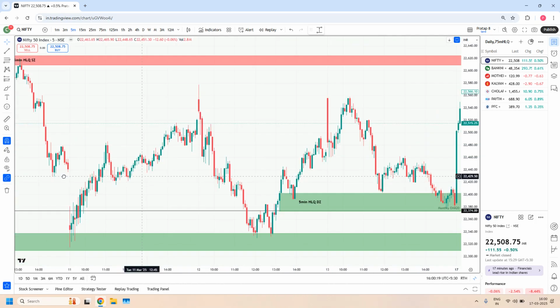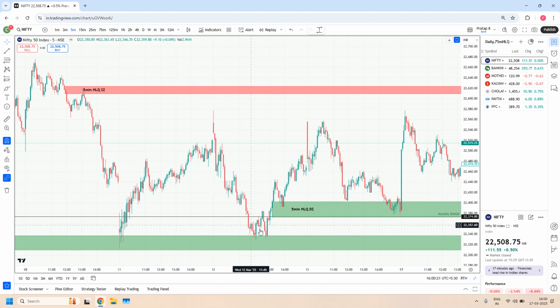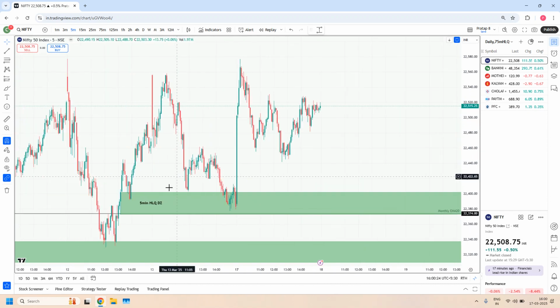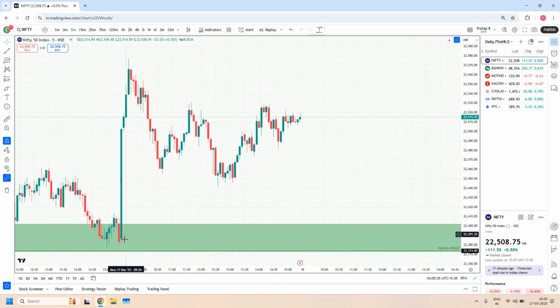Previously, this zone gave very good profits to us. From here, now this 5 minute high liquidity zone, see, from here it gave a good profit. And again here, a small profit, and today you see, from this zone, how sharply prices moved up.